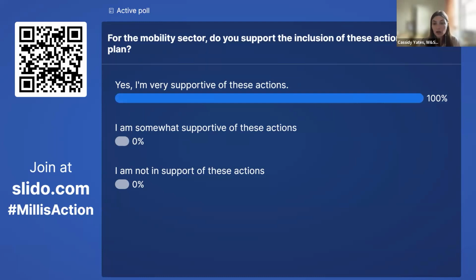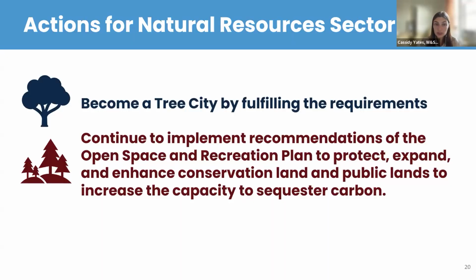With that, I'll move on to actions for natural resources. So the 2 we have included here are becoming a tree city by fulfilling the requirements. There's several steps there, so that's one thing that the committee is investigating if would be a good fit for Millis. And the second one being continuing to implement recommendations of the open space and recreation plan to protect, expand, and enhance conservation lands and public lands. And this is really around the ability to increase capacity for carbon sequestration and protect existing opportunities for carbon sequestration in Millis.